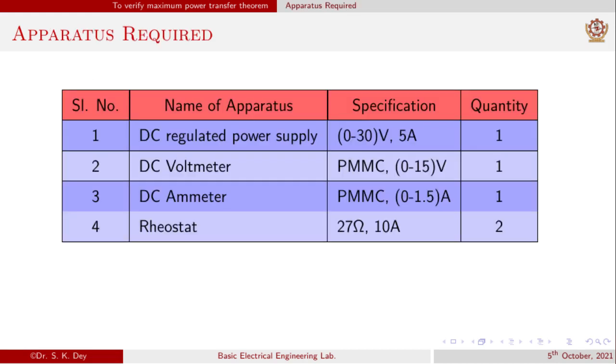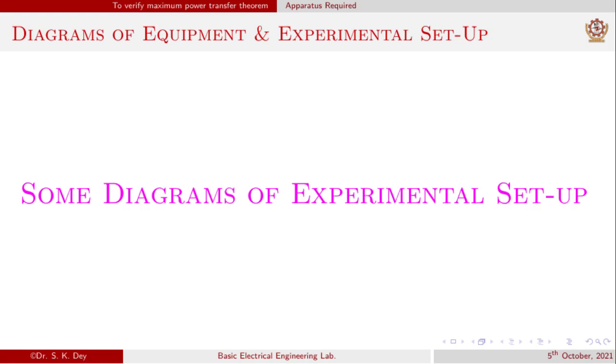Let us know about the apparatus which are required to perform this experiment. So, to perform this experiment, we will take one DC power supply 0 to 30 volt and 5 ampere range, and we will take two rheostats 27 ohm 10 ampere. We will take one DC voltmeter 0 to 15 volt range, and we will take one ammeter 0 to 1.5 ampere range. Let us see some experimental setup images.